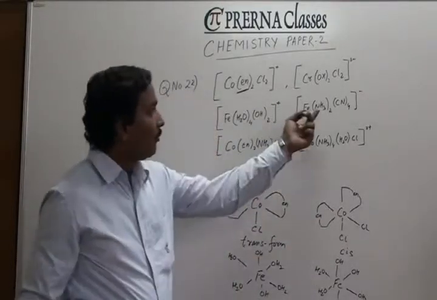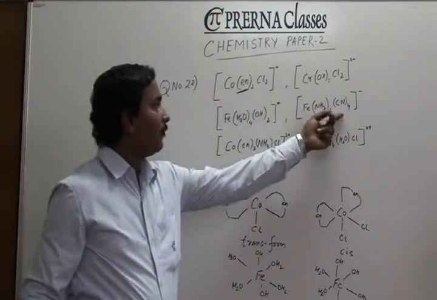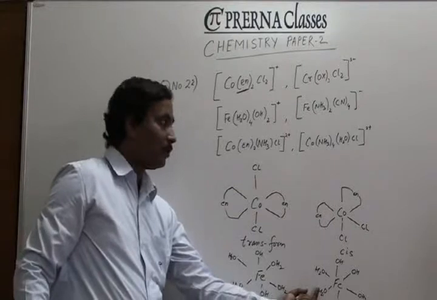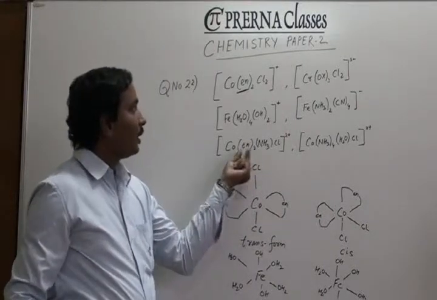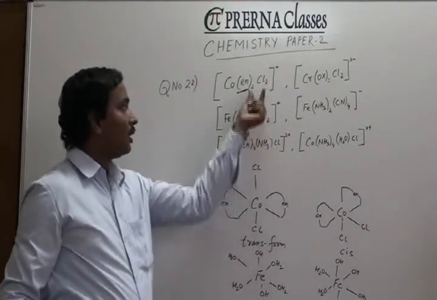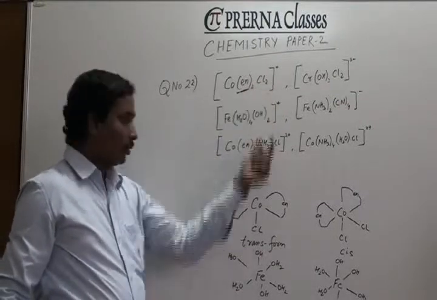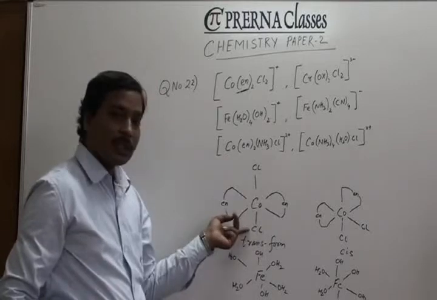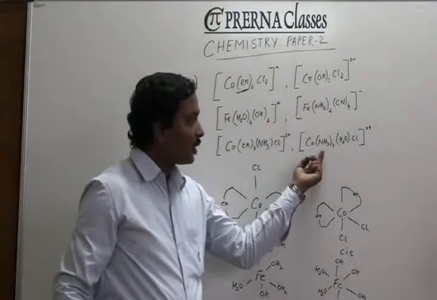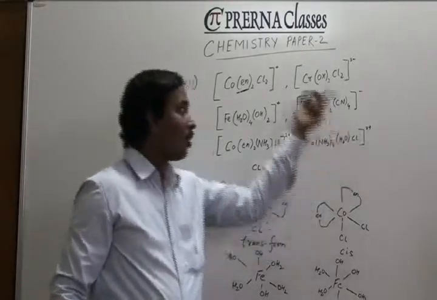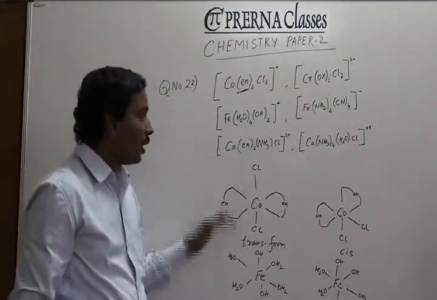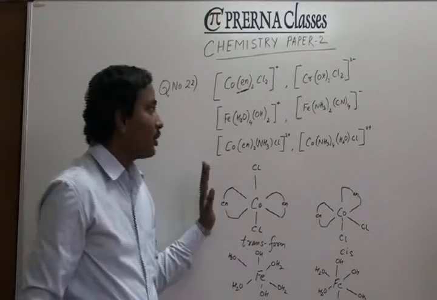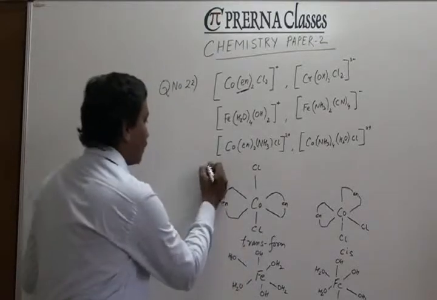And if we compare the fourth one with the third, CN4, if we compare with H2O, it will also show the same type of cis and trans forms. And if we compare between this and this, only Cl and NH3 is replaced by 2 Cl, means Cl and NH3. That means it will also show cis and trans forms, and the sixth one also shows cis and trans forms. That means all the 6 complexes will show geometrical isomers. So my answer for this question is 6.